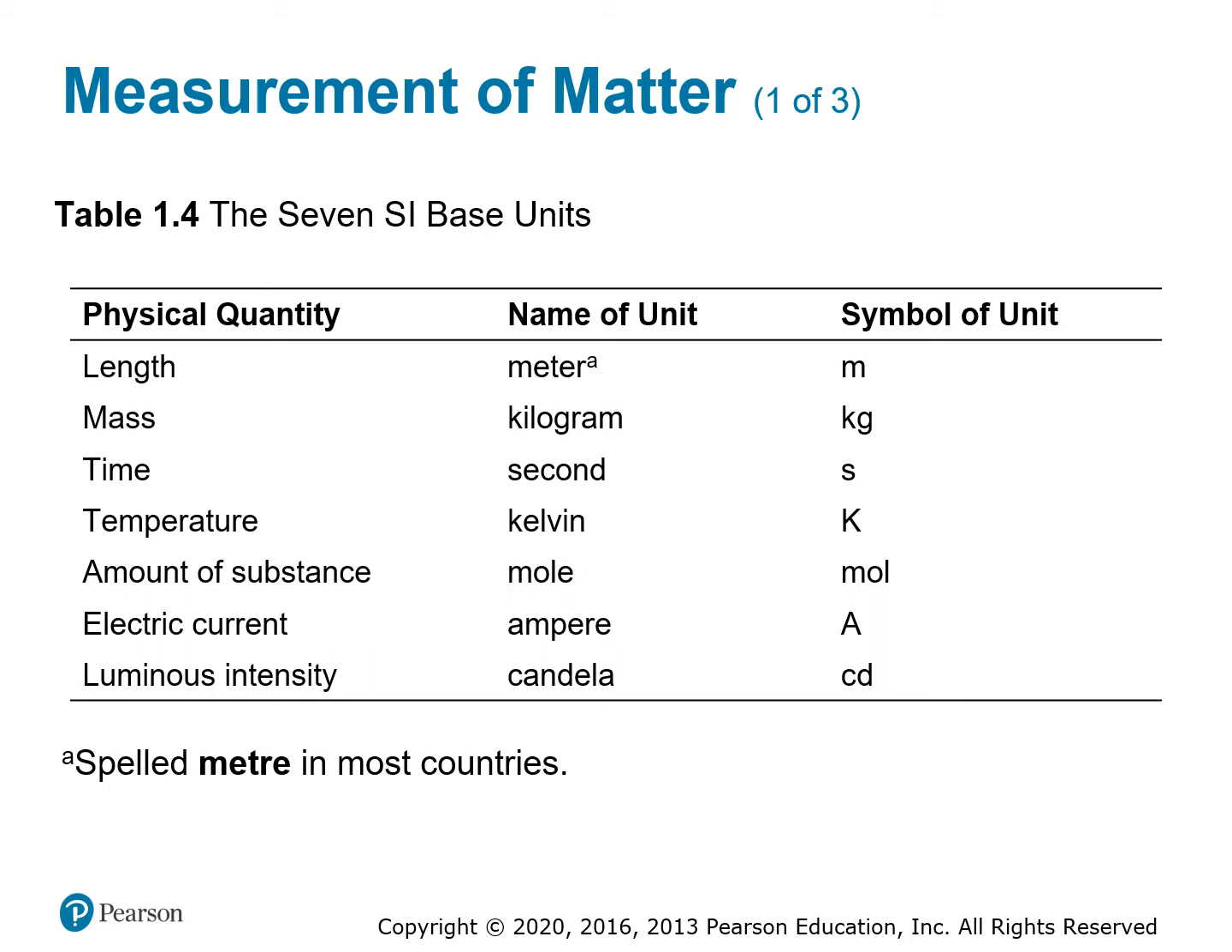So here are the 7 SI base units. The most commonly we will be using length, mass, time, temperature, and the amount of substance. If you continue with chemistry, you will learn about electric current and luminous intensity as well. But the most common are length, mass, time, temperature, and amount of substance, which chemists measure in moles.